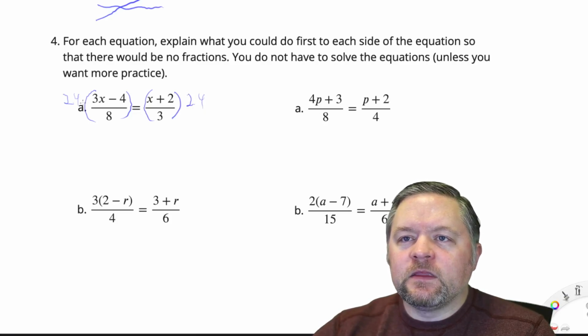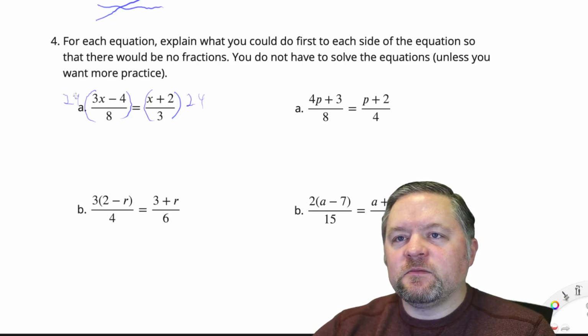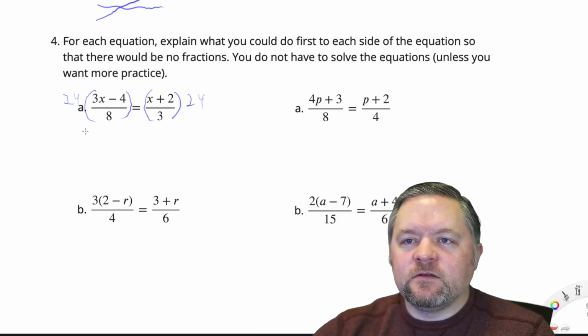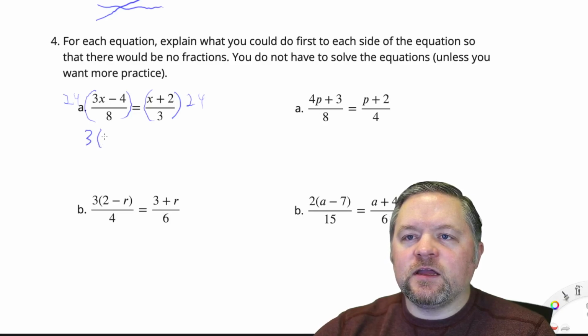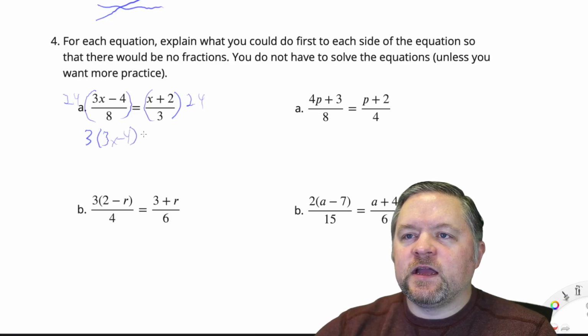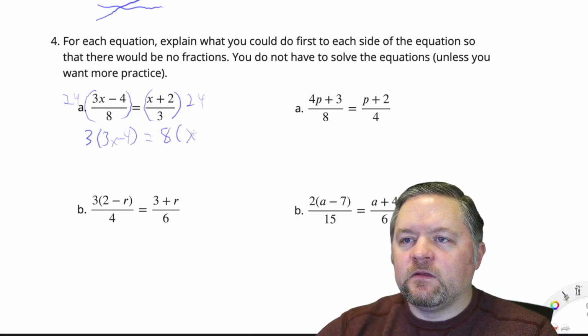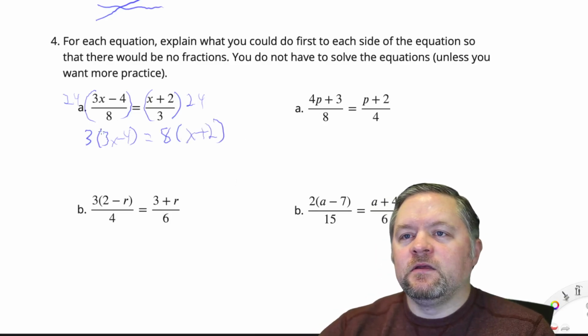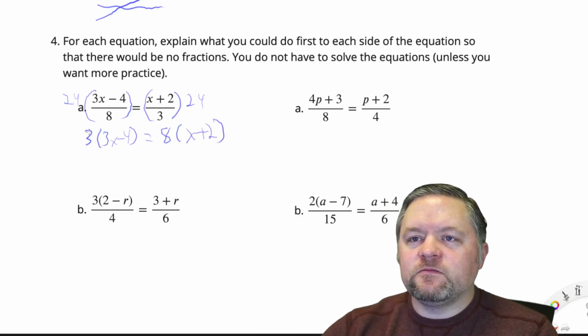If I multiply this by 24, do it to one side, you have to do it to the other. Now I'm multiplying this whole thing by 24 and then dividing by 8. What's 24 divided by 8? Well, that's 3. So this side would be 3 times 3x minus 4, and the other side would be multiplied by 24 and then divided by 3. Well, 24 divided by 3 is 8. Ta-da! Then we'd have to distribute.